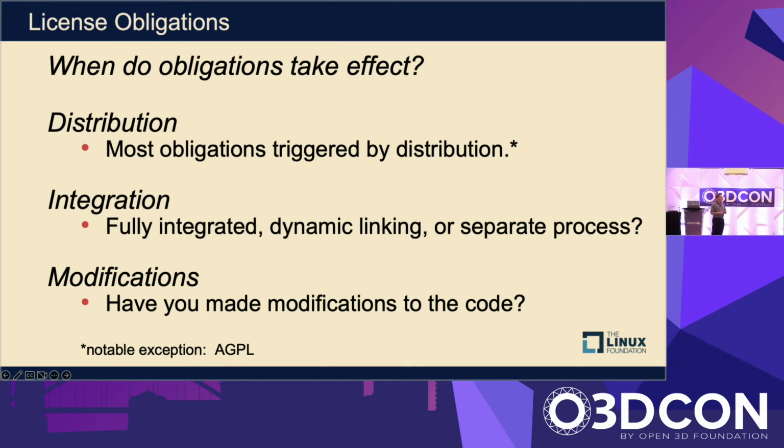Okay, just very briefly about obligations. Obligations can come into play at different times. Some of them are triggered by distribution. So if you're just using the code for your own experimentation and you're never giving it to anybody, distribution may not apply. Integration, whether source code is mixed together, whether things are dynamically linked or actually running as a separate process, such as an operating system. Have you made any modifications?